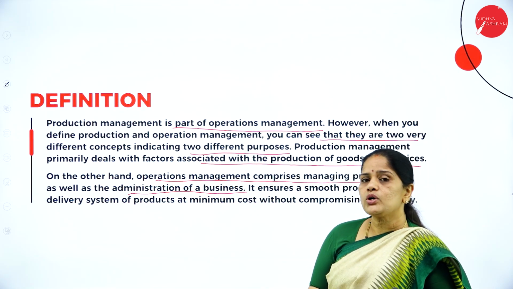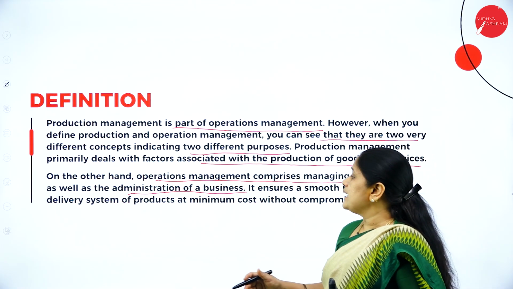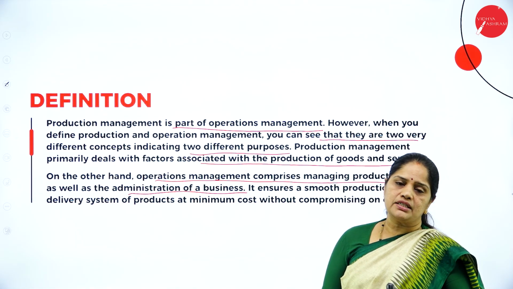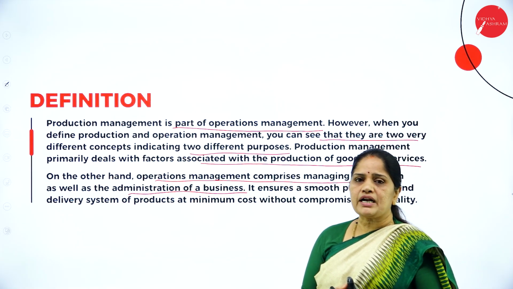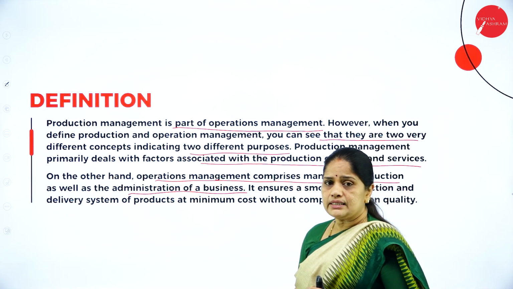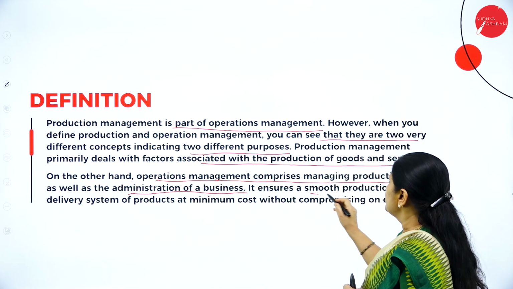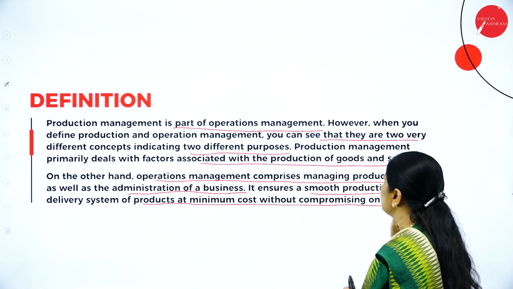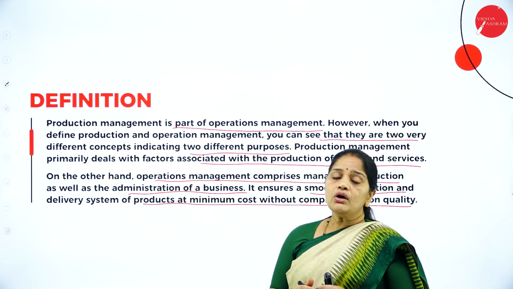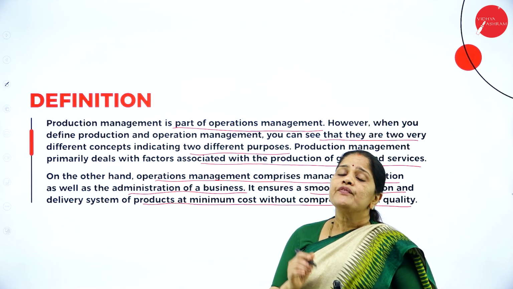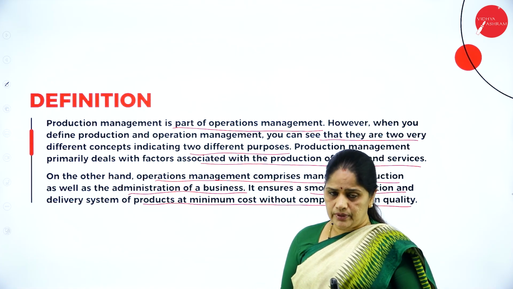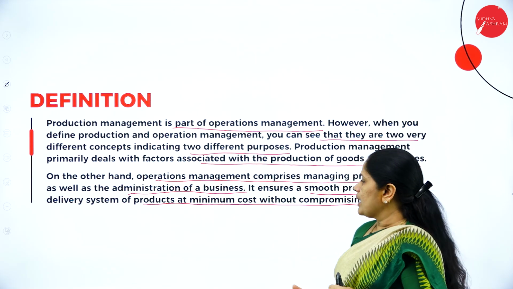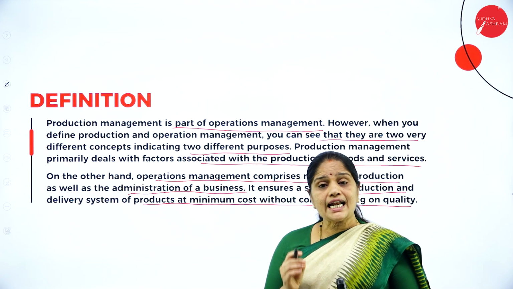But when we speak about operation management, it includes administration of the business. So how you are running the business. In addition to production management, we have the management of various other departments, and all this can be included in the operations management. It ensures a smooth production and delivery system of products at minimum cost without compromising on quality. So, with the help of operations management, we can ensure that there is a smooth production process which goes on, and there is a system of delivery of the products at minimum cost with the right quality.